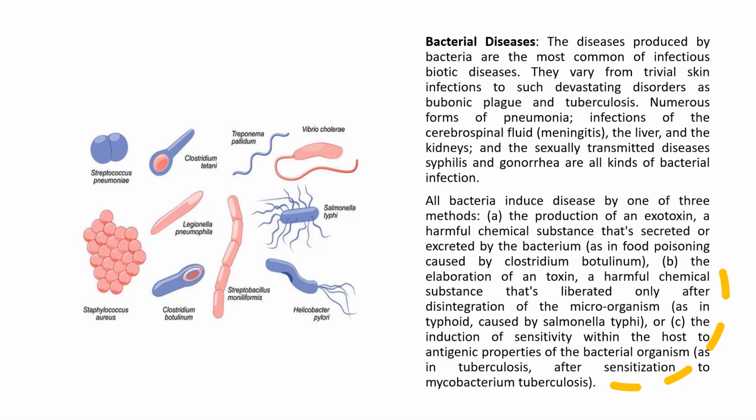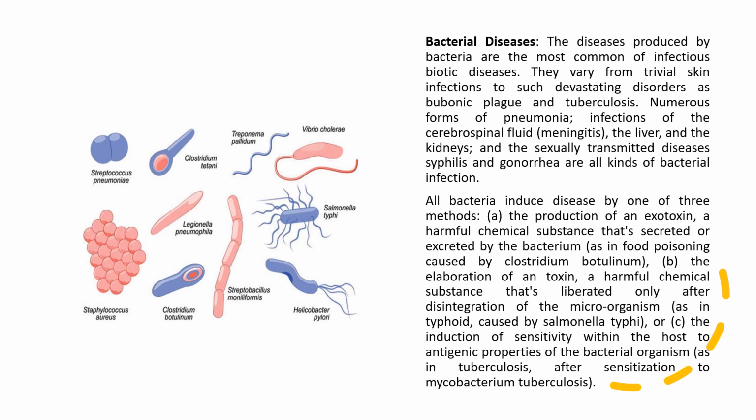Bacterial diseases. The diseases produced by bacteria are the most common of infectious biotic diseases. They vary from trivial skin infections to such devastating disorders as bubonic plague and tuberculosis. Numerous forms of pneumonia, infections of cerebrospinal fluid, the liver and the kidneys, and the sexually transmitted diseases such as syphilis and gonorrhea are all kinds of bacterial infection.